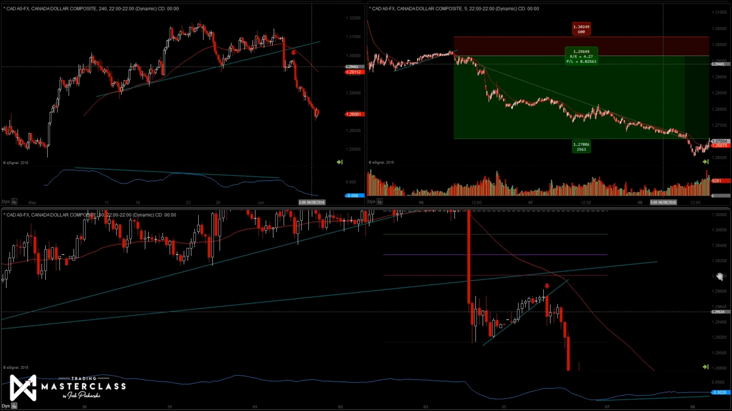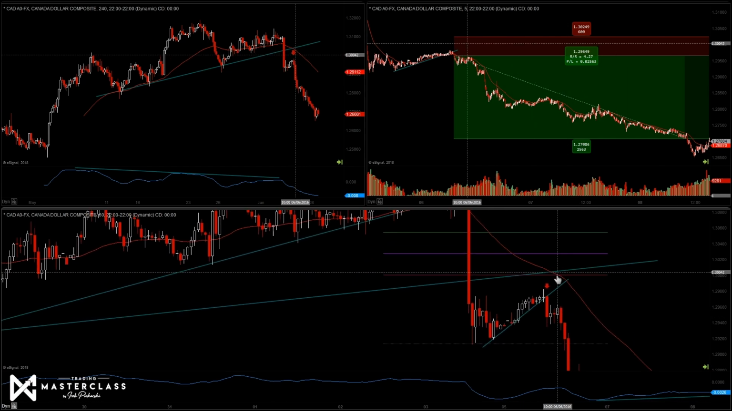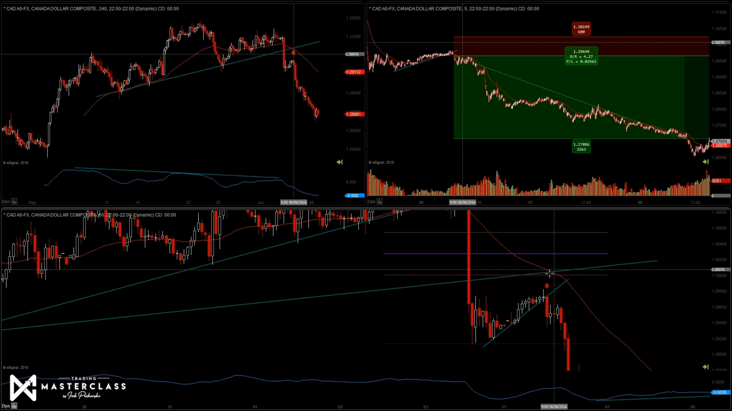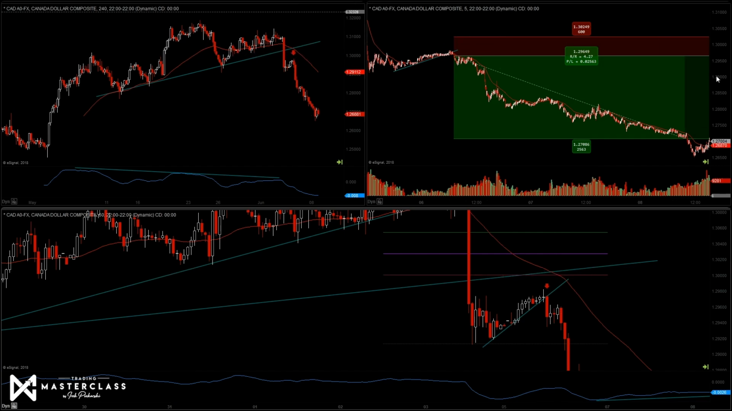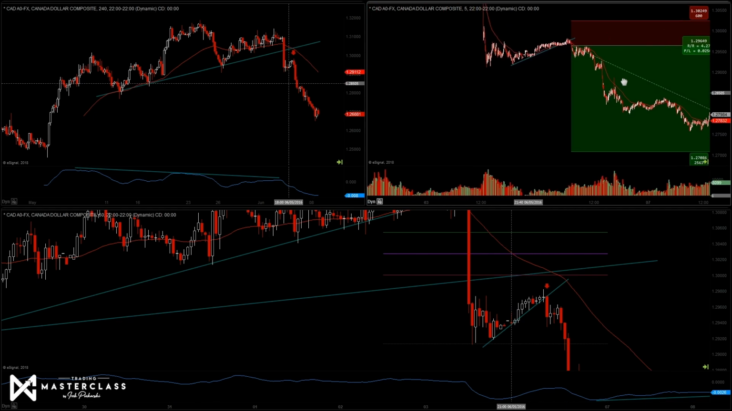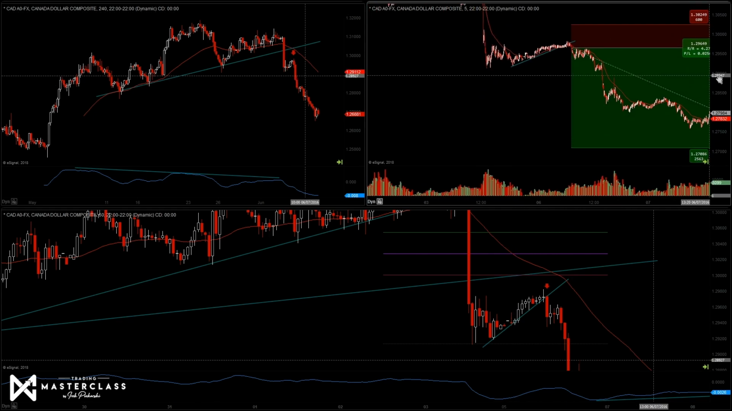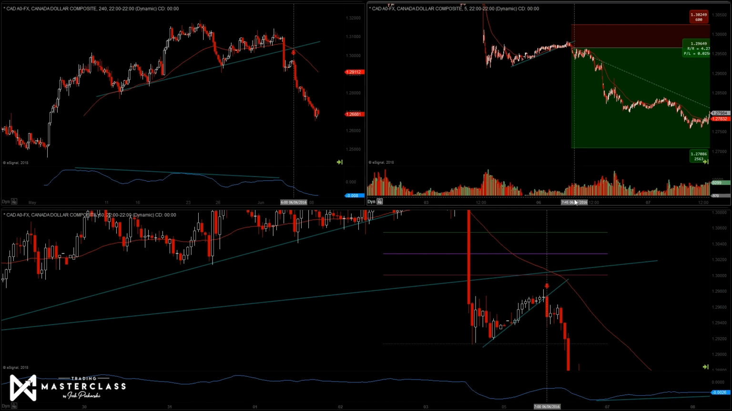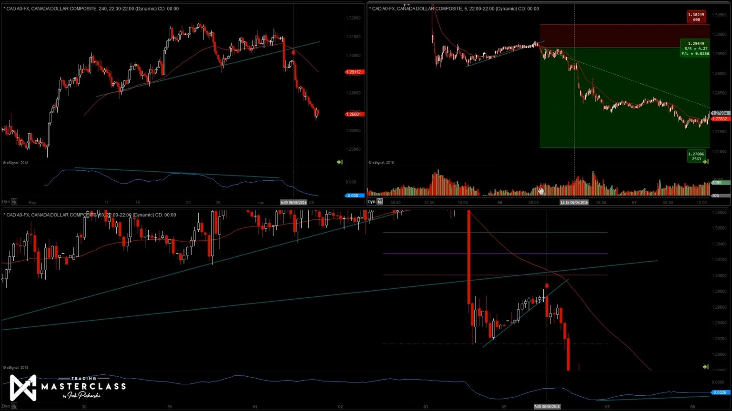Why a phase line break and not wait for a pullback to the 1-hour 50 EMA, 0.382 and the trend line here, right? It's a big question. And it's not that it's complicated to answer. It's not a complicated question to answer. It's just the volatility. That's all it really depends on, the volatility.